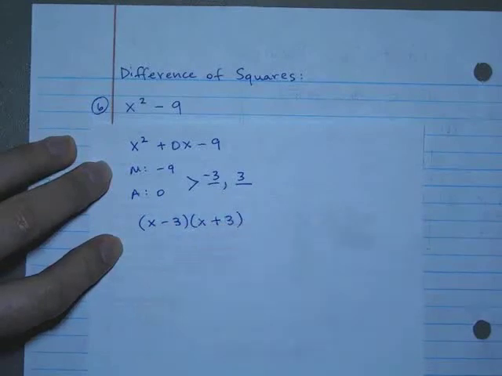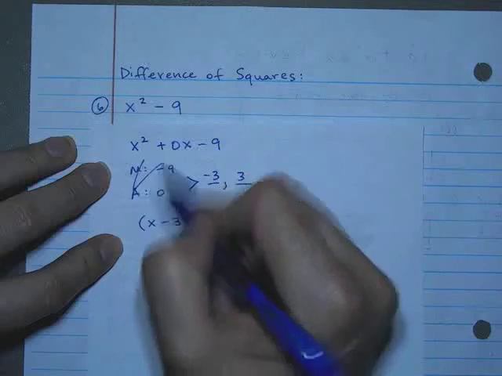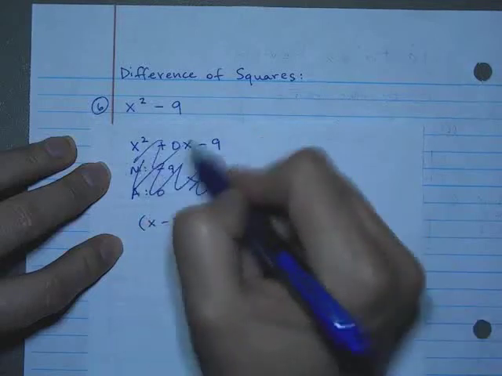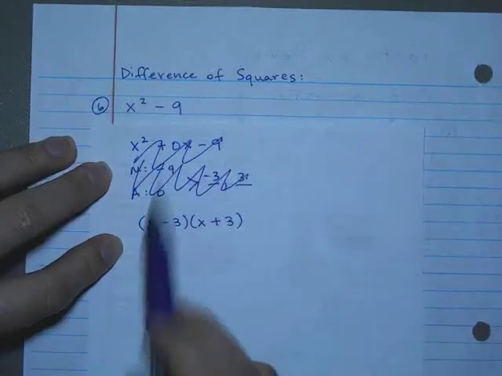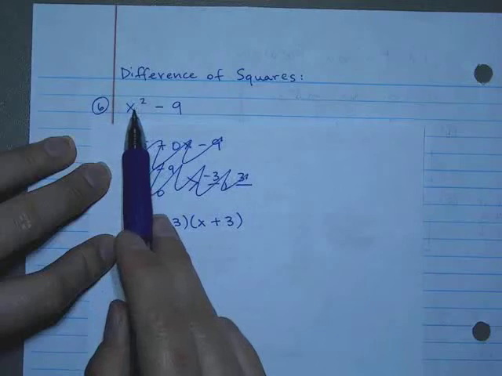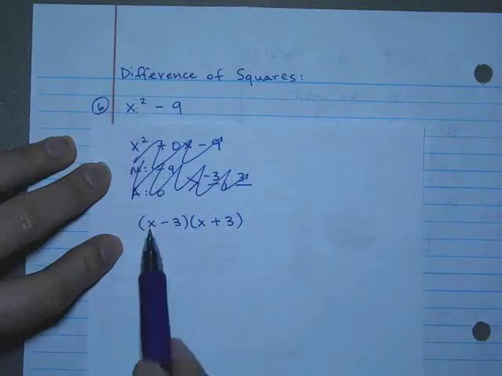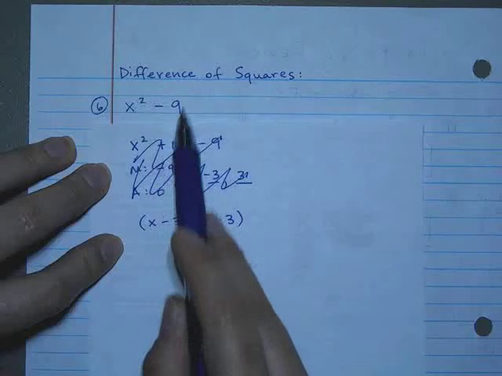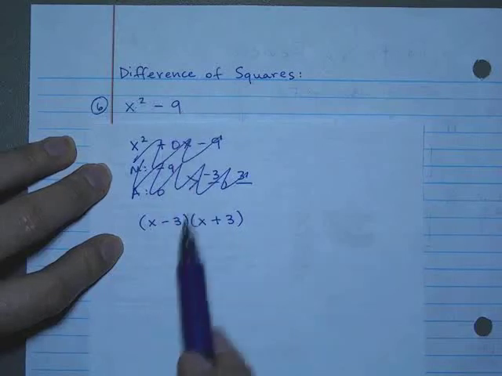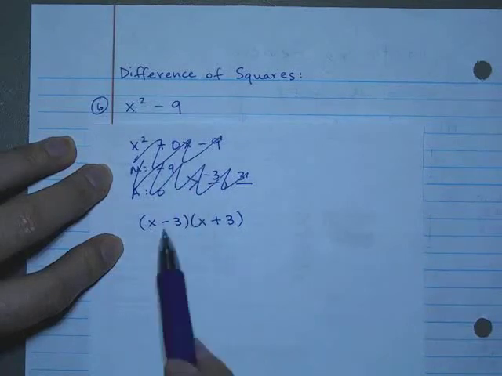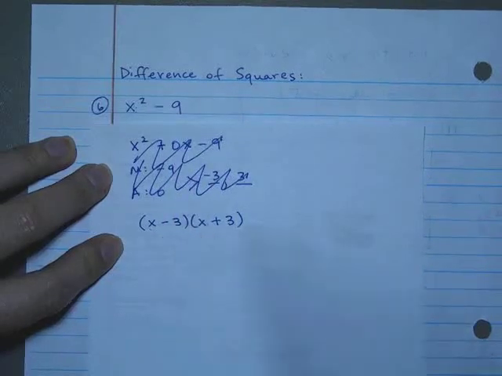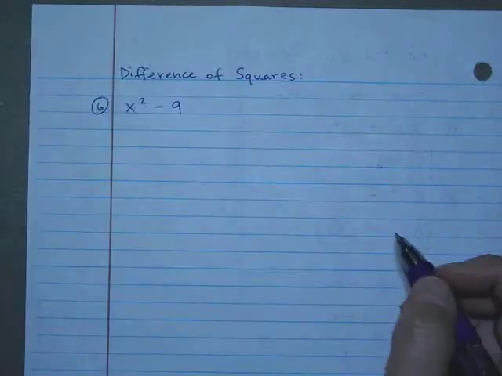Well, I'm going to show you a shortcut where you don't have to do any of this work at all. All you have to do is take the square root of the first part. x squared, the square root is just x, and that goes in each set of parentheses. And then you take the square root of the end part, 9. The square root of 9 is 3. And then one set of parentheses gets a minus and one gets a plus. So we can do these really, really quickly with a nice little shortcut.